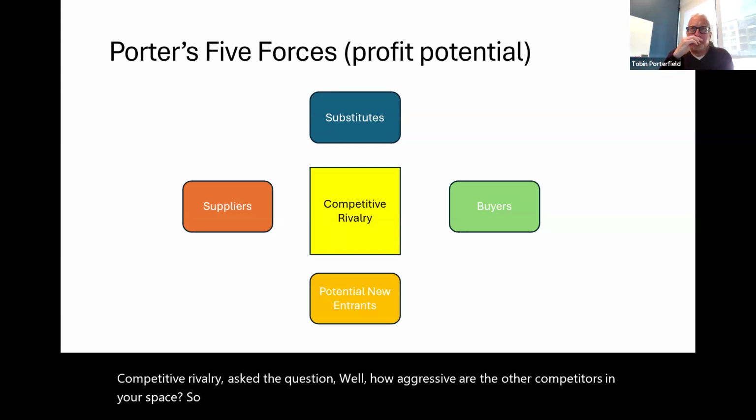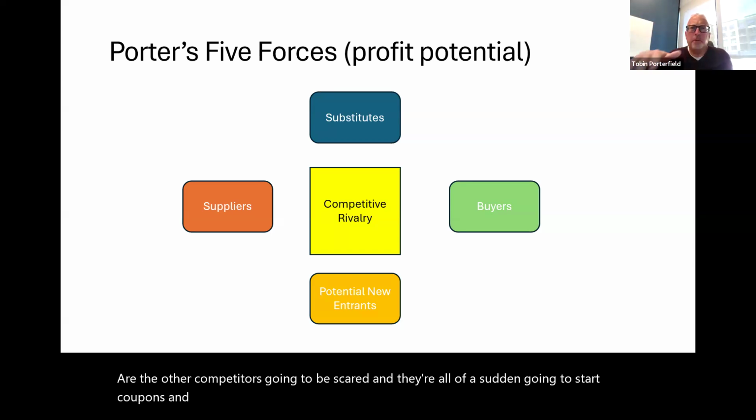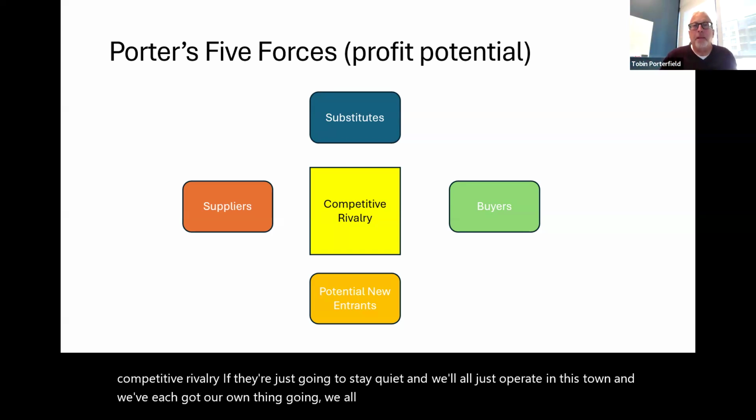So if I open up, are the other competitors going to be scared, and all of a sudden start coupons and price reductions and loyalty programs and marketing campaigns? That's competitive rivalry. If they're just going to stay quiet, and we'll all just operate in this town and we've each got our own thing going, we all can make money.